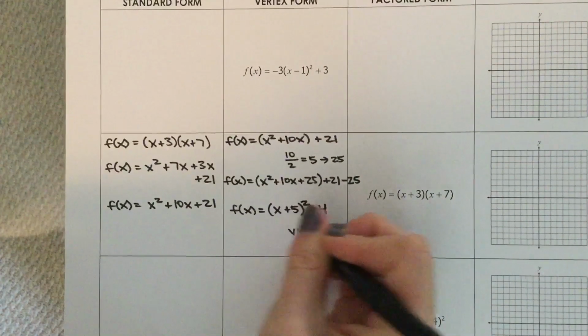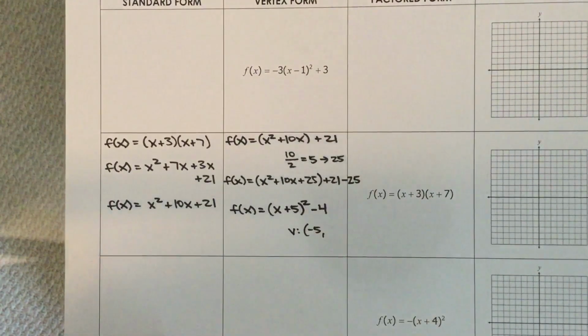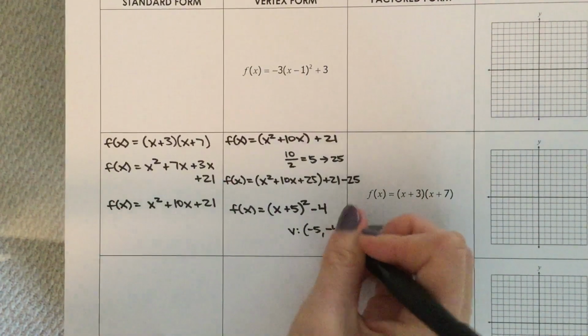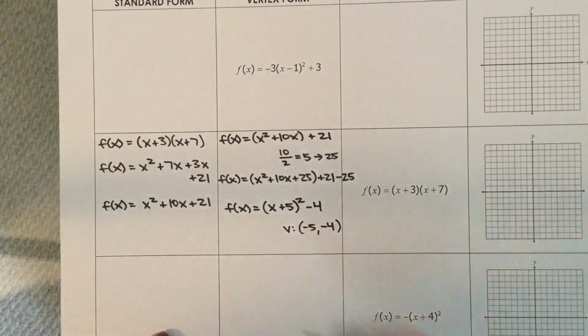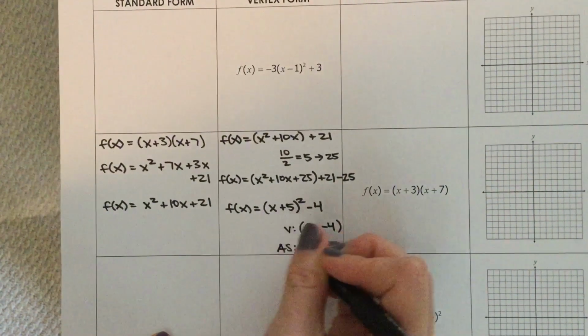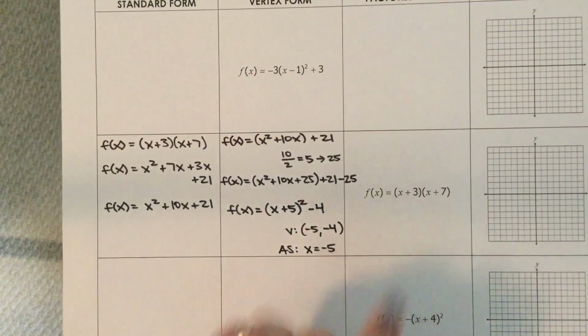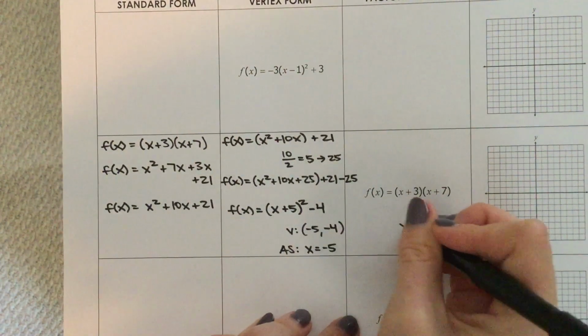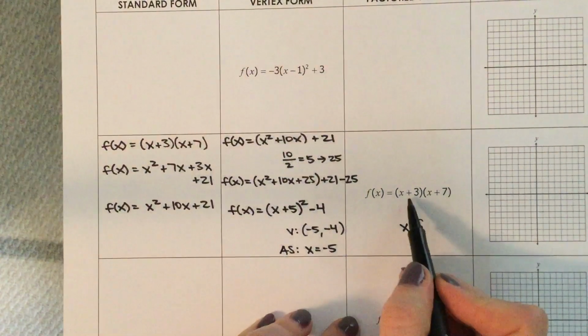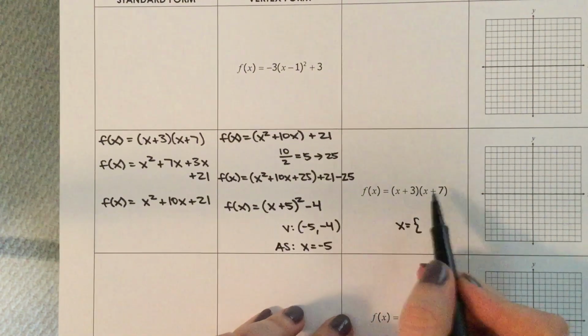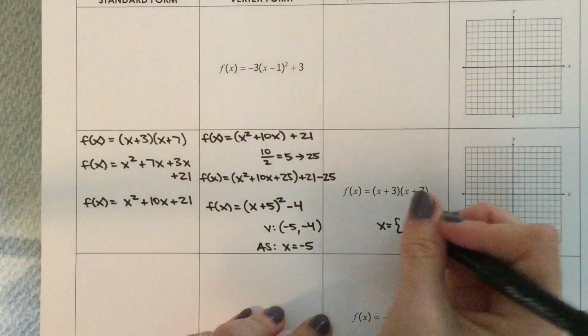So vertex is the opposite of what I see next to the x, and then the same as what you see after the squared. So you've got the vertex, the axis of symmetry, remember, just shares the same x value, just like that. And then we also can use this to come up with our roots. So we have, when we set this equal to 0, we get a -3. Set this equal to 0, we get a -7.